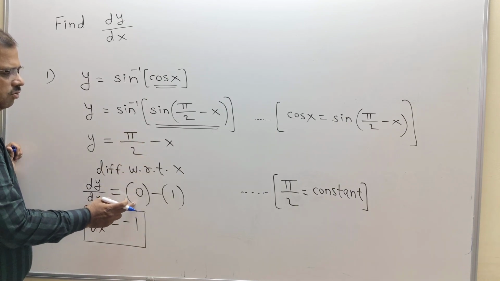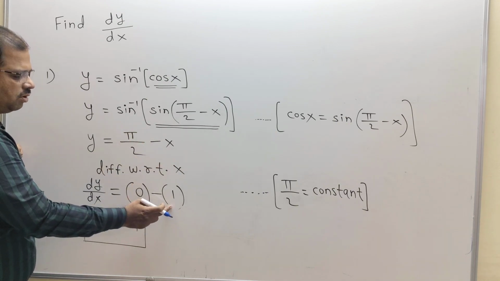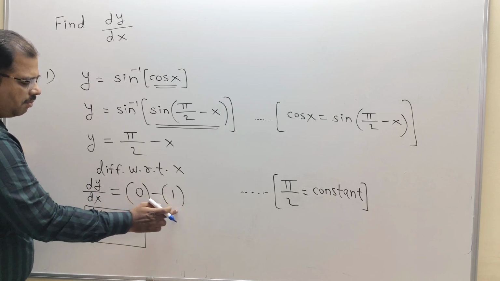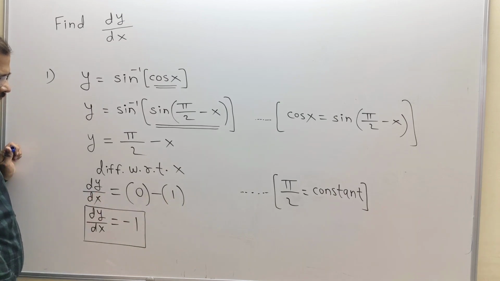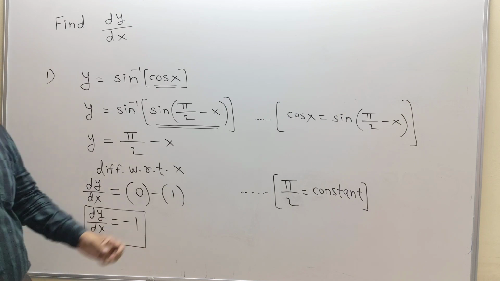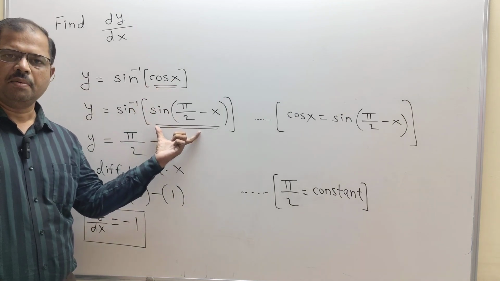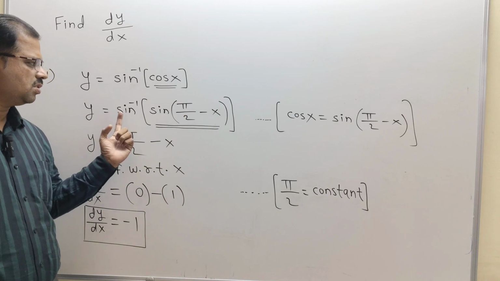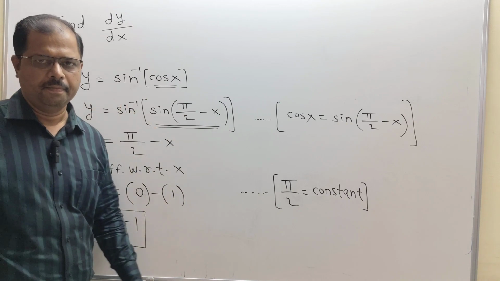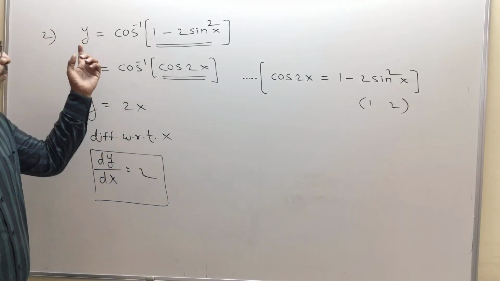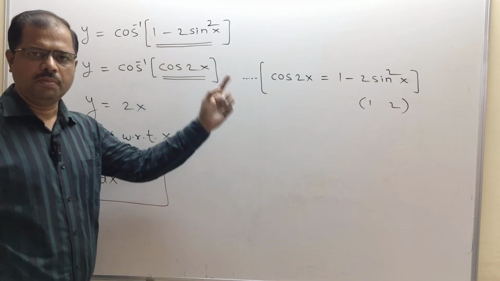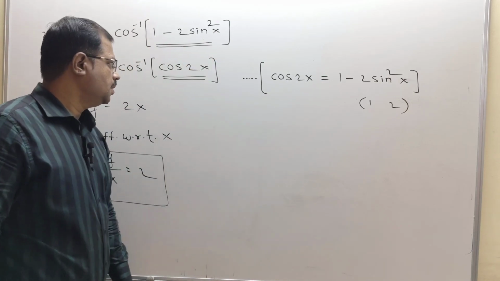Therefore the derivative of pi by 2 is 0, and the derivative of x is equal to 1. Now 0 minus 1 is minus 1. Therefore dy by dx is equal to minus 1. We use the formula cos x is equal to sine of pi by 2 minus x for cancellation of sine inverse and sine.